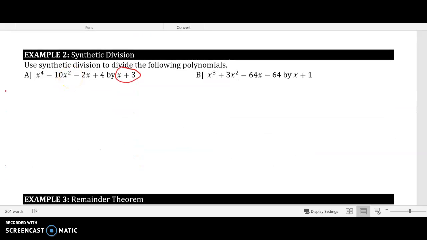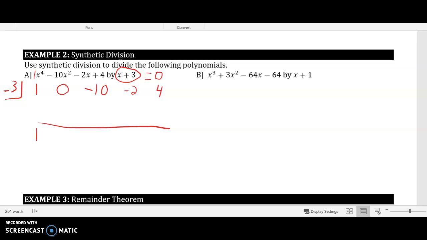So we're going to make a box, and we're going to put -3 in the box. Why -3? You have to solve this. What does that equal? If you set it equal to 0, it equals -3. And then we need our coefficients. So we have an x to the 4, so we put a 1. There are no x cubes, so you have to put a 0. You need your space holders. You have to do space holders with synthetic. And x squared is -10, x is -2, and then you have a 4.